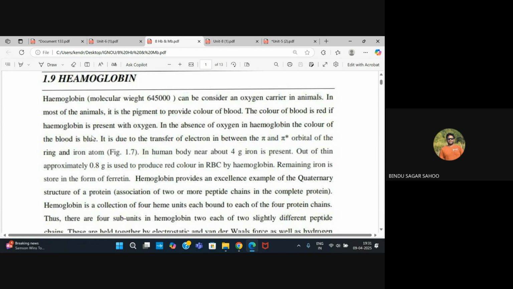So, why does this red color appear in the blood? This is particularly due to the pi-star transition inside the hemoglobin structure. When you see the hemoglobin structure, there are so many pi bonds present, and there is an electronic transition from one pi orbital to another pi star orbital. Due to this electronic transition, the red color appears.